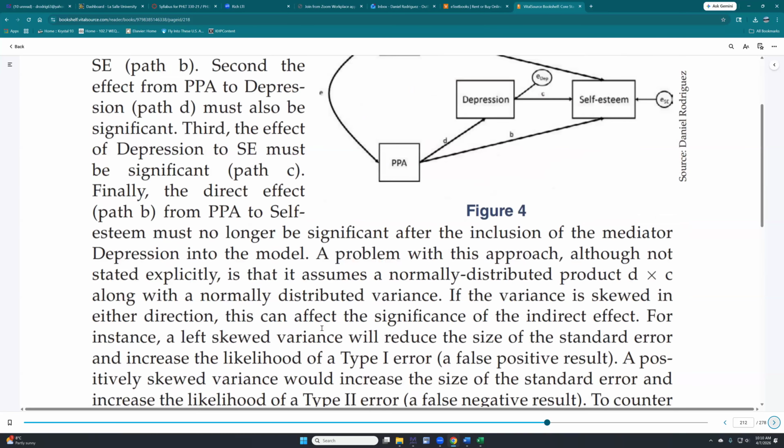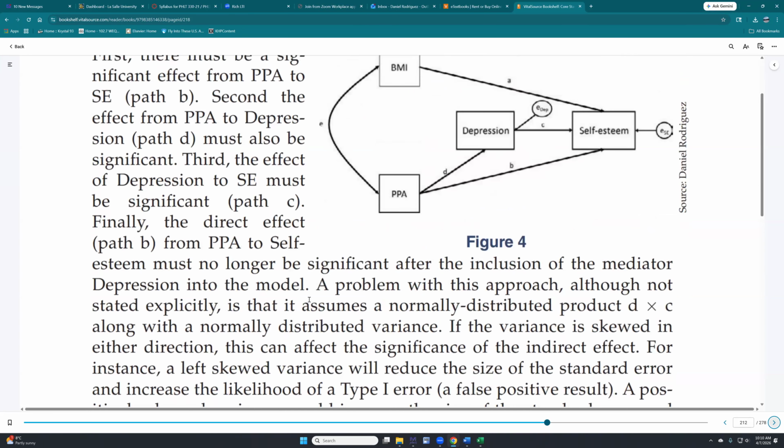A problem with this approach, although not stated explicitly, is that it assumes a normally distributed product D times C, along with normally distributed variance. So the variance for that product, okay? If the variance is skewed in either direction, this can affect the significance of the indirect effect.